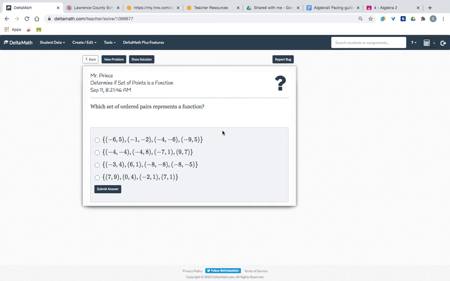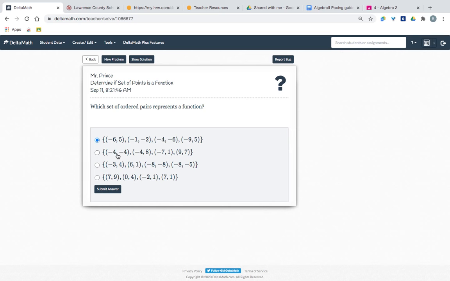The thing to remember about a function is every x value can only have one y value. So the first thing I'm looking at is seeing if I can see matching x values. In A, the first option, none of these have the same x value. So I know that's going to be my answer because this could represent a function based on that alone.